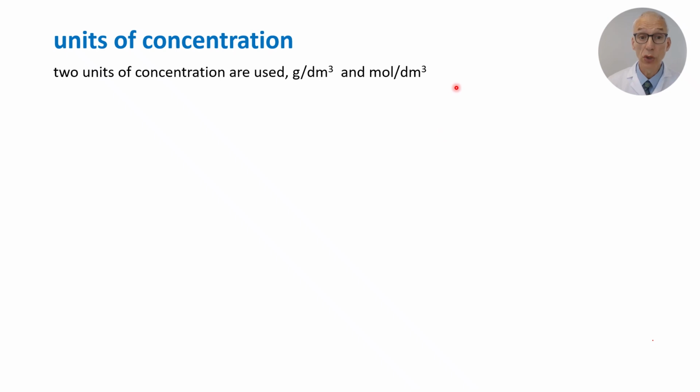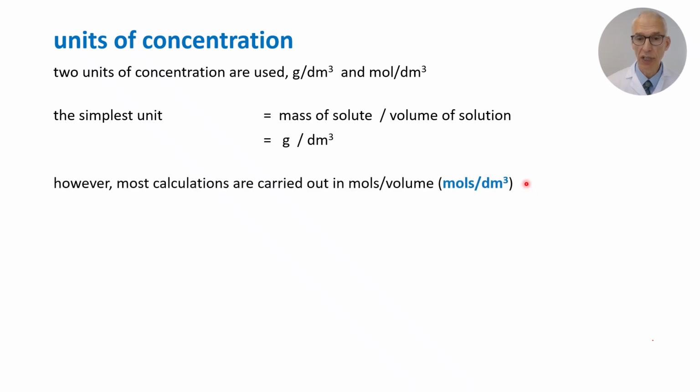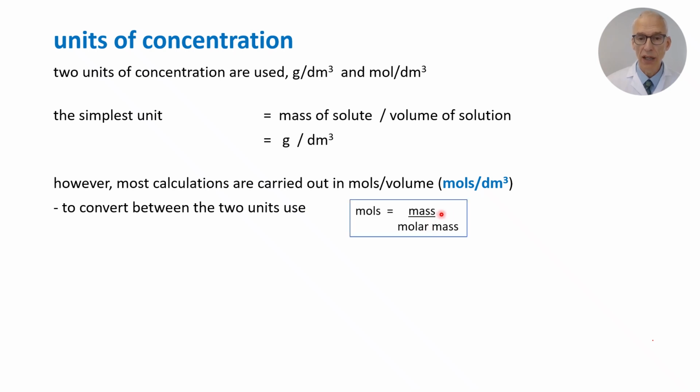So let's look at the two units of concentration, grams per decimeter cubed and moles per decimeter cubed. The simplest is obviously just the mass of solute divided by the volume of solution in decimeters cubed, grams per dm cubed. However, calculations generally involve moles per decimeter cubed. So you're going to have to convert between the two units. To do that, you simply recall that the number of moles is equal to the mass, in this case of solute, divided by the molar mass of that solute.